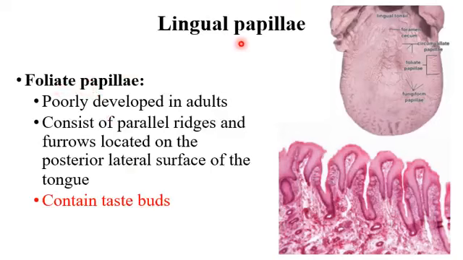The third type of lingual papillae is the foliate papillae. They are present in the edge of the tongue as parallel ridges in front of the sulcus terminalis. They have taste buds in the facing walls of neighboring papillae.